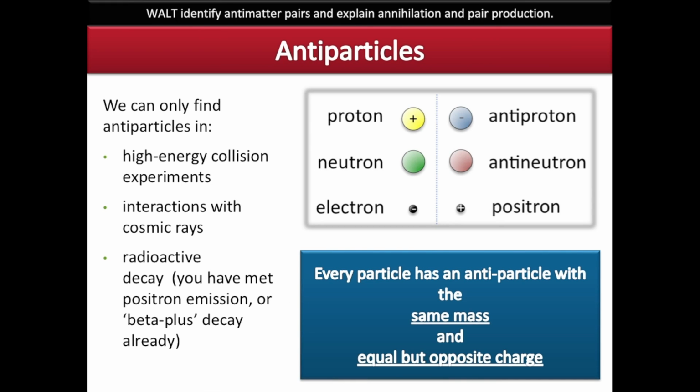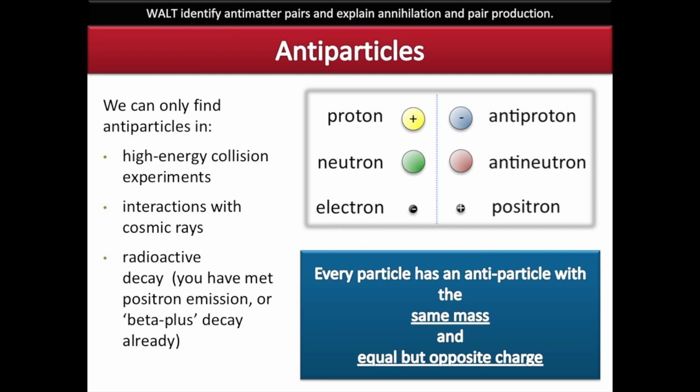Now, an antiparticle is defined as the opposite, if you like, of a normal particle, the ones that we have around us all the time. It has exactly the same mass, but it has the opposite charge. And all the particles that we know of also have their corresponding antiparticle. They are very difficult to detect, as you can imagine.